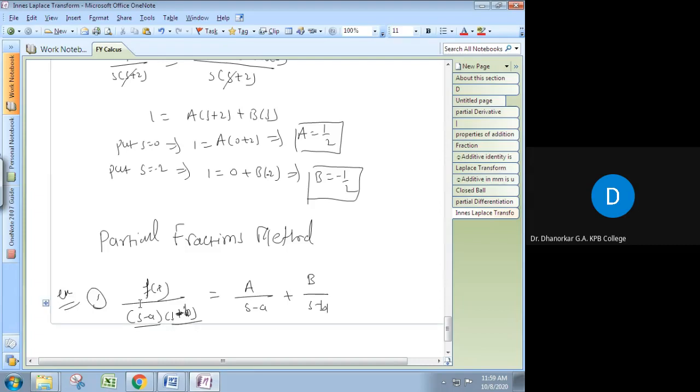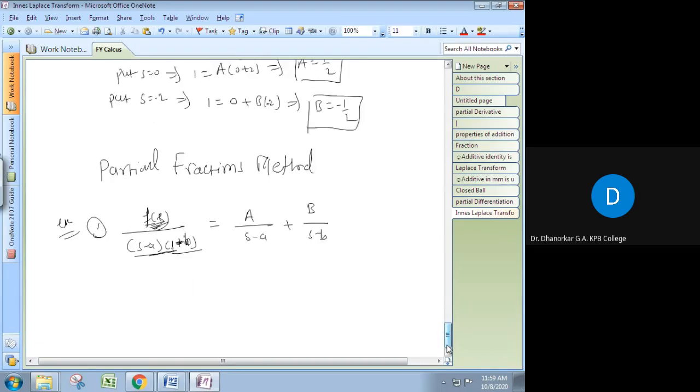Again keep in mind that this f of s is a polynomial whose degree is less than the denominator. Here the degree of the denominator is 2, but the degree of the numerator is 1. The degree of the numerator is less than the degree of the denominator. You know all these things; I am only recalling them here. Suppose my case is this way. Every time, whatever it may be, this is my function f of s whose degree is less than the denominator.